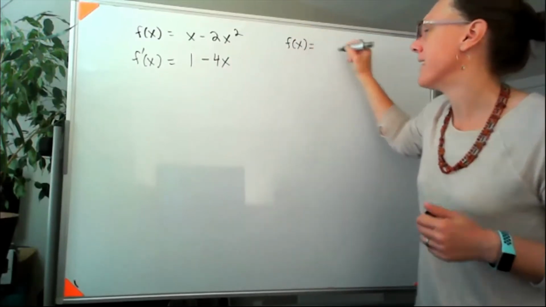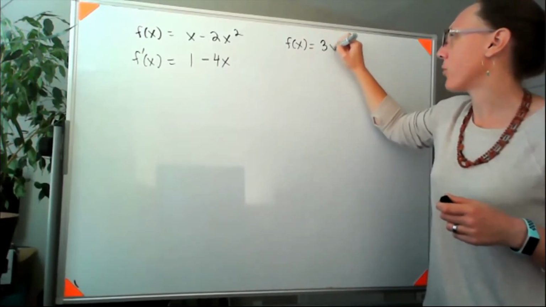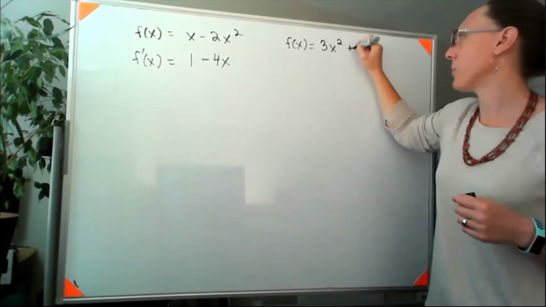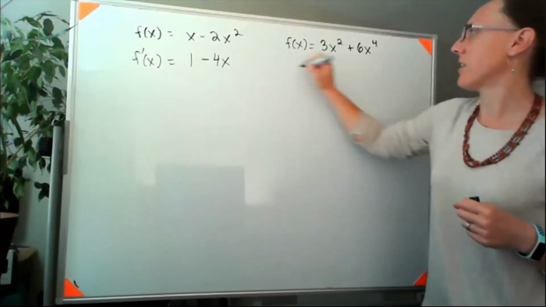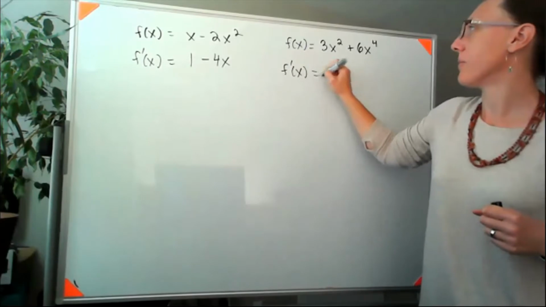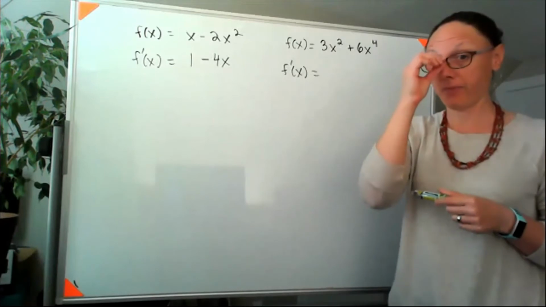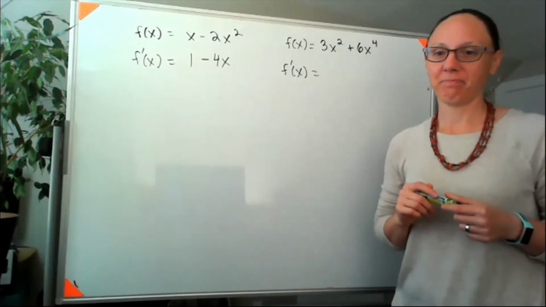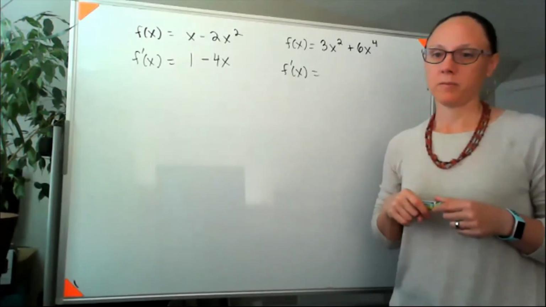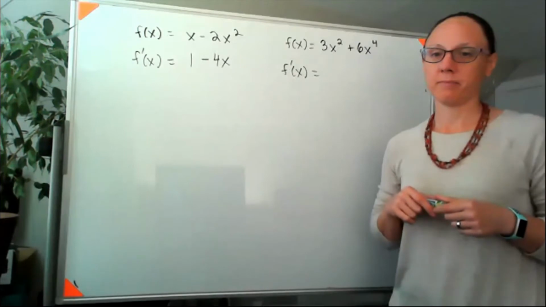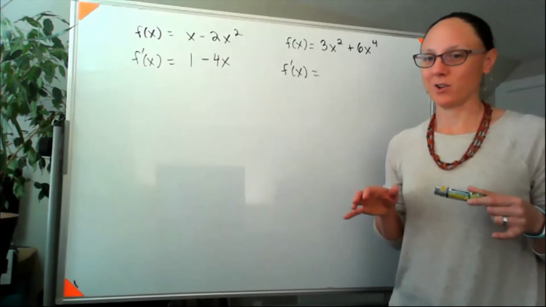So I've got f of x. Let's say that I had, how about 3x squared plus 6x to the 4th. And if you think you know the answer to this, go ahead and type it in the chat right now. I have a feeling at least somebody has an idea of what the answer is going to be here.